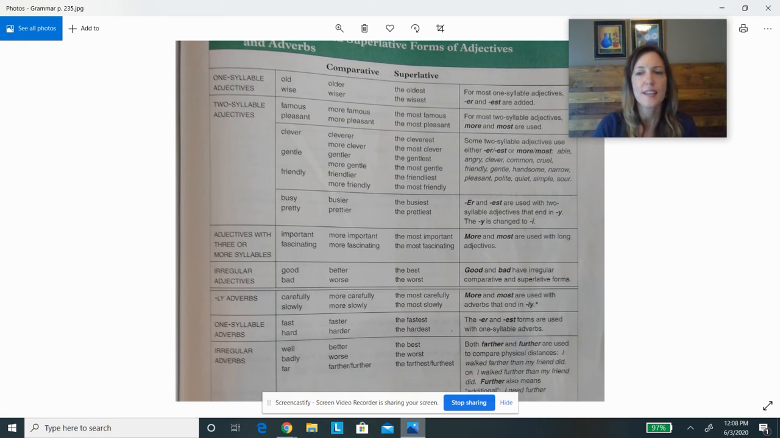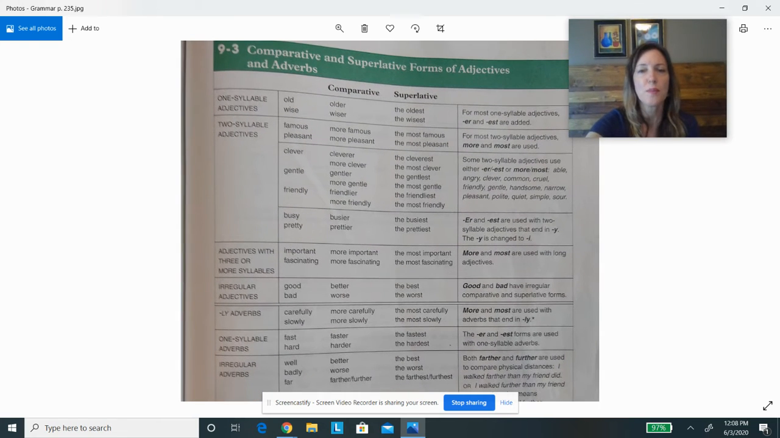Hi students, today we are talking about comparative adjectives and adverbs. The heading here is comparative and superlative, but there's so much information here, we're going to split it into two videos. So we're not going to talk about anything in this column, only these two columns. Okay, so we're going to focus on comparative.